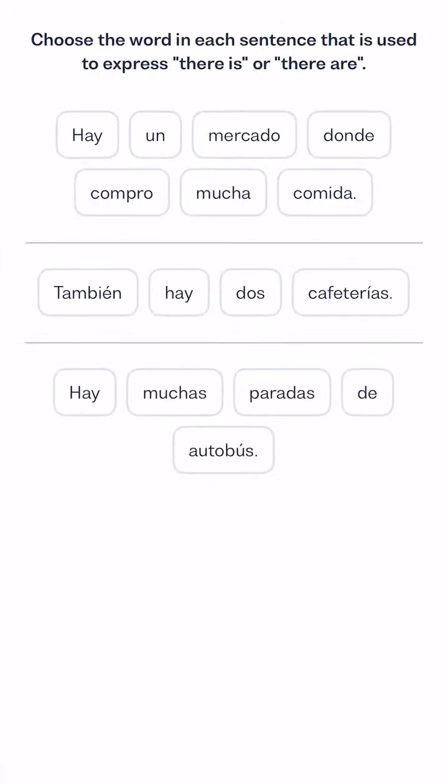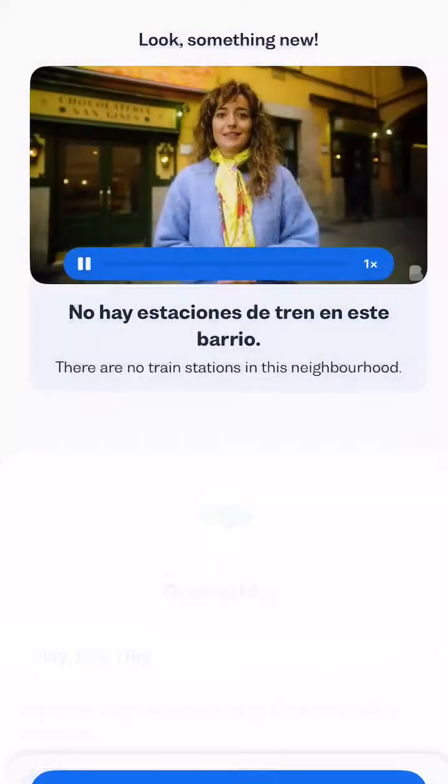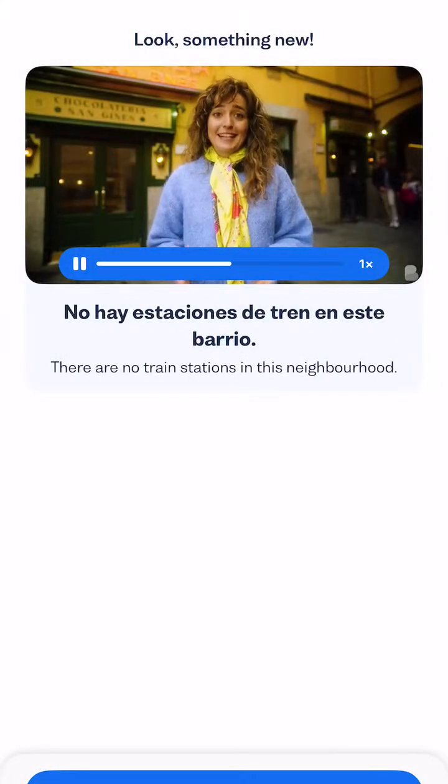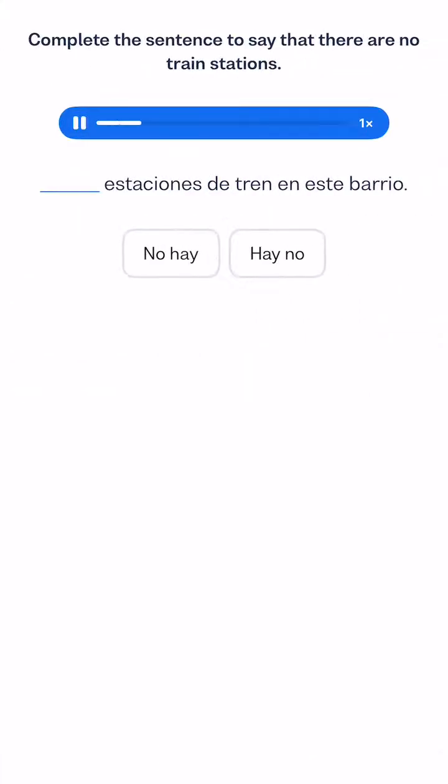Choose the word in each sentence that is used to express there is or there are. Hay un mercado donde compro mucha comida. También hay 2 cafeterías. Hay muchas paradas de autobús. No hay estaciones de tren en este barrio. There are no train stations in this neighborhood.